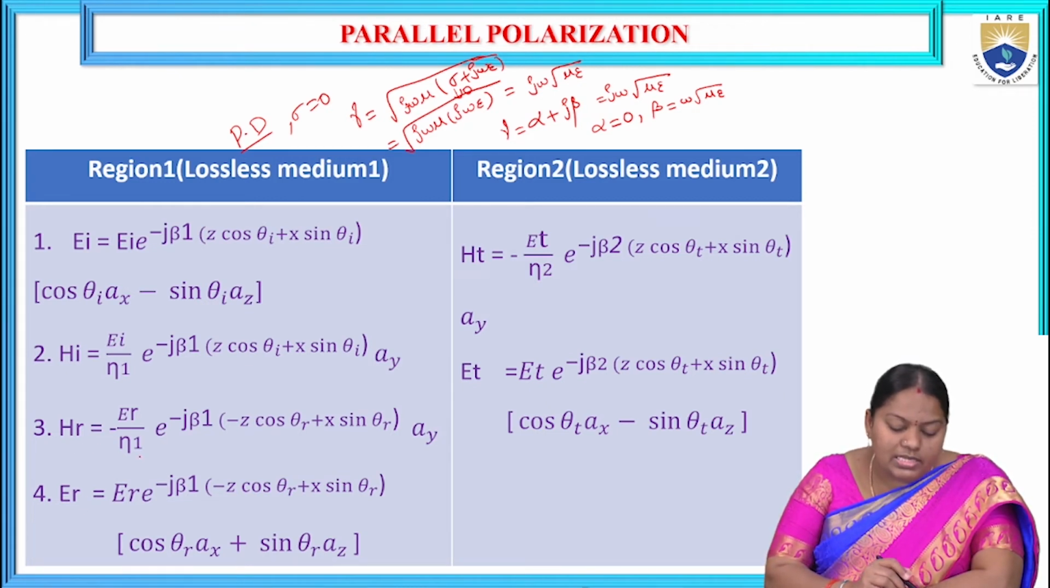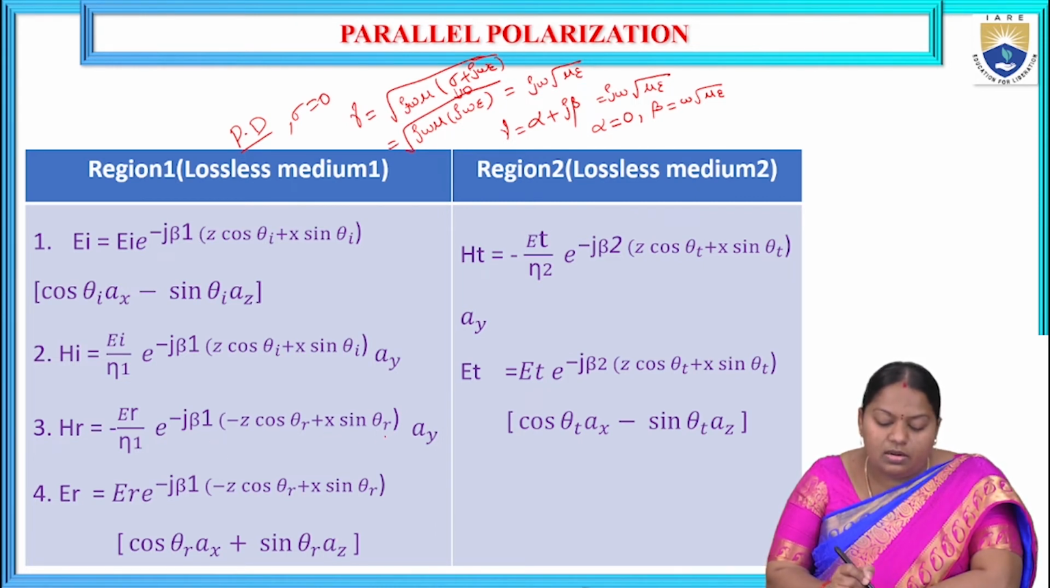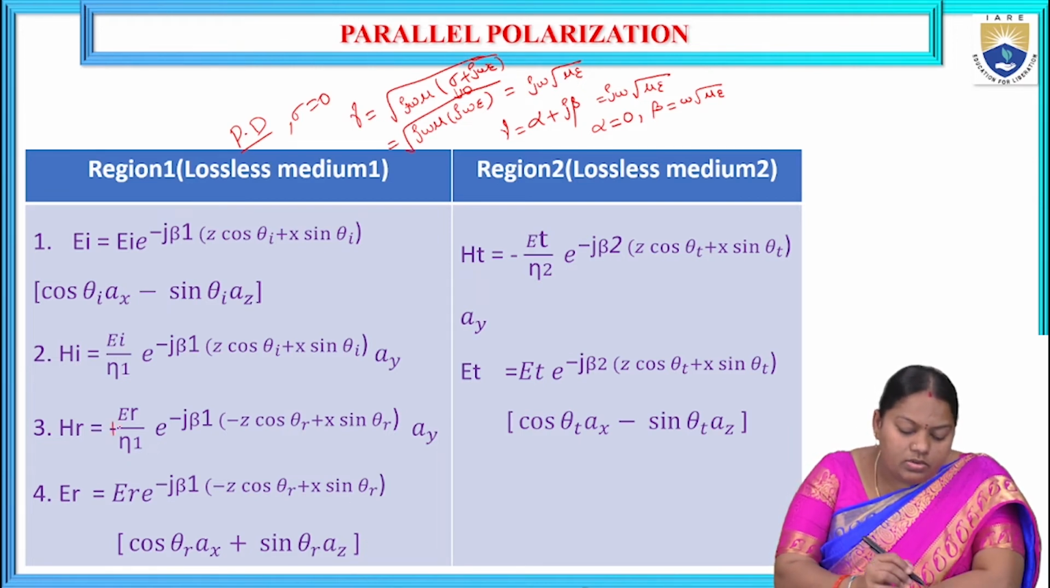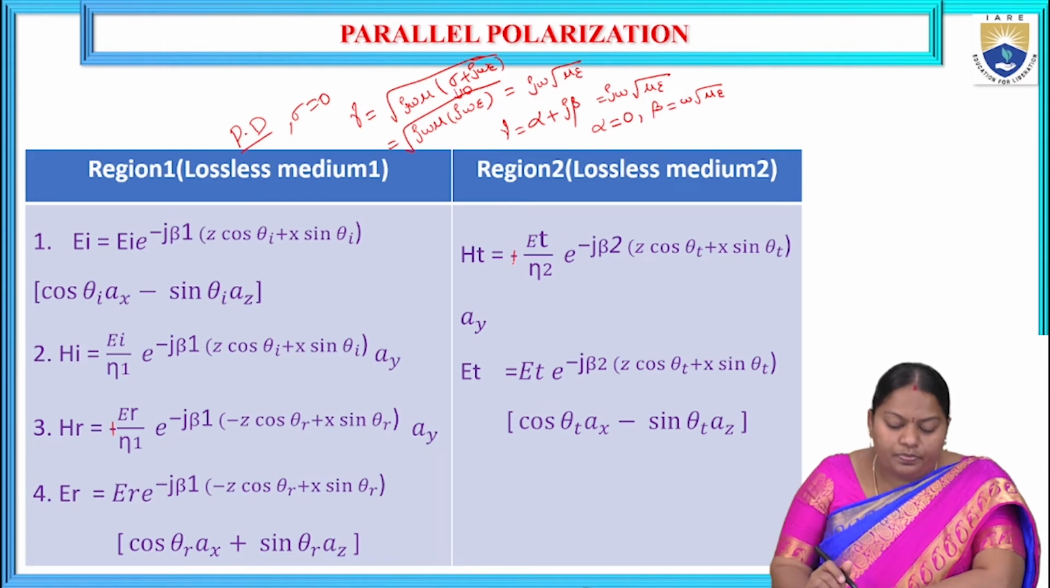HR is equal to minus ER by eta 1 e power minus j beta 1 into minus z cos theta R plus x sin theta R, into AY, and ER is equal to ER into e power minus j beta 1 into minus z cos theta R plus x sin theta R, into cos theta R AX plus sin theta R AZ. Okay. See here there is no negative, all such positive only, ER by eta 1 and ET by eta 2.